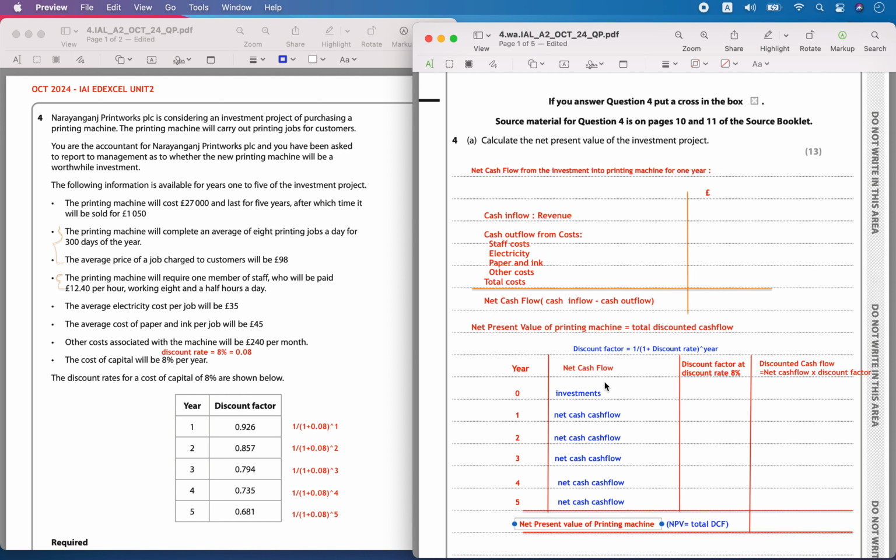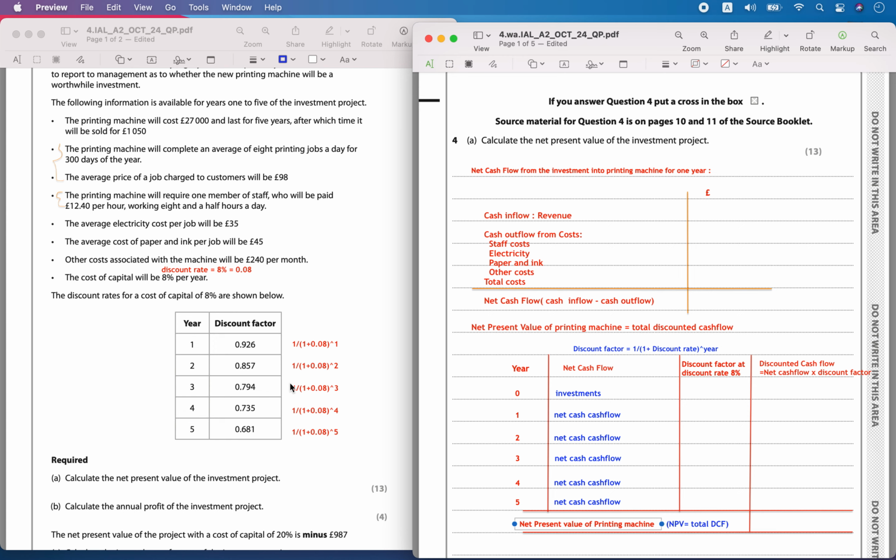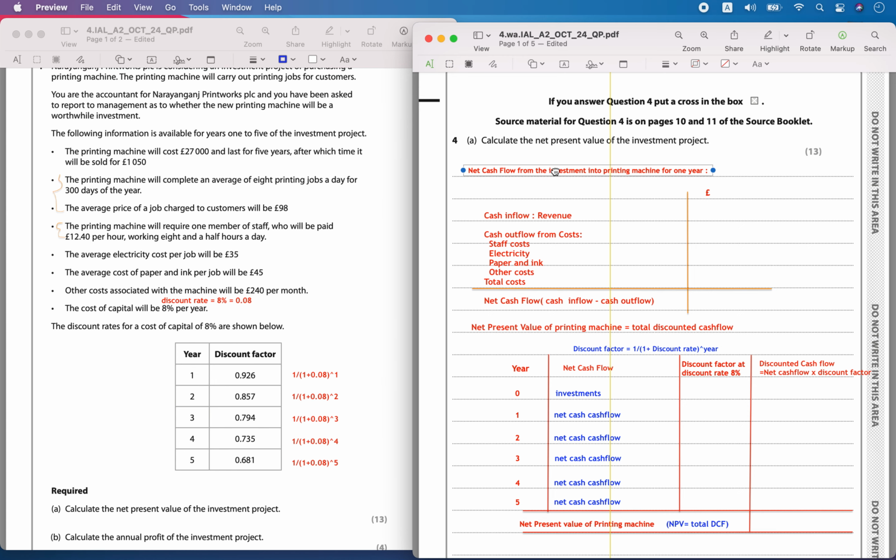By adding these values, I will start off with a negative of that investment, and then I will have the positive net cash flows for the project, using a discount rate. That means it will not be the actual net cash flow but a discounted one, and then I'm going to sum all this to calculate the net present value of the project. So the first question is: calculate the net present value of this investment project.